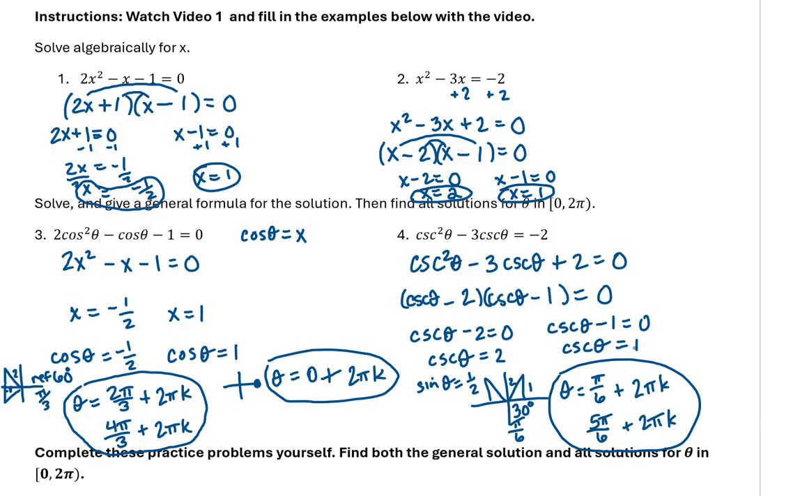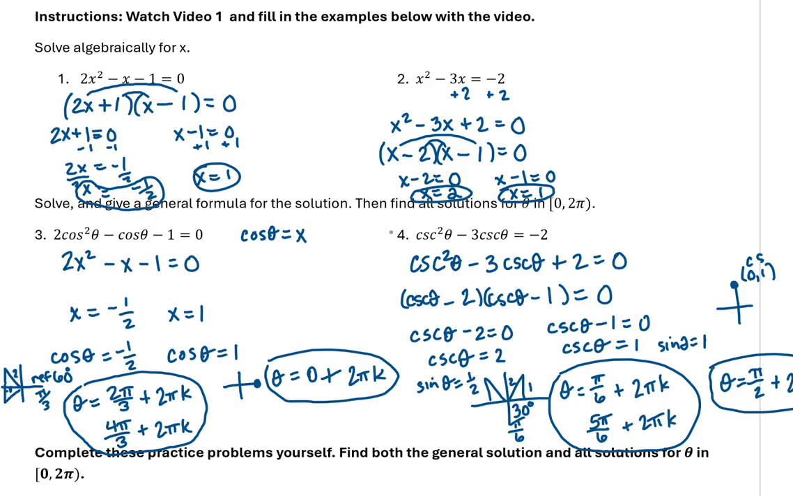And then I say, well, cosecant would be 1 in the same place where sine would equal 1. And sine equals 1 up here, right? This is the point 0, 1, cosine, sine. So that's pi over 2. So theta is equal to pi over 2. And then I just want to add on 2 pi k to that for the general.